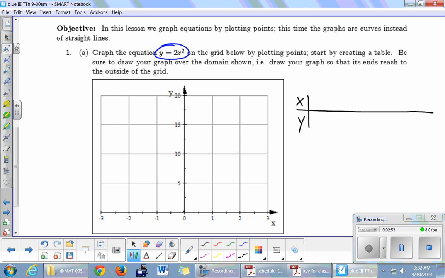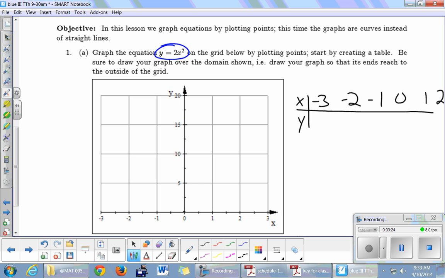Now we have choices. You can put anything you want in the X, but we want to graph something on this particular piece of graph paper, and it looks like the X's range from -3 to 3. So how about we do those numbers in our table? -3, -2, -1, 0, 1, 2 is probably enough. And then let's see if we can plug in each of these numbers into the y equals 2x squared equation.